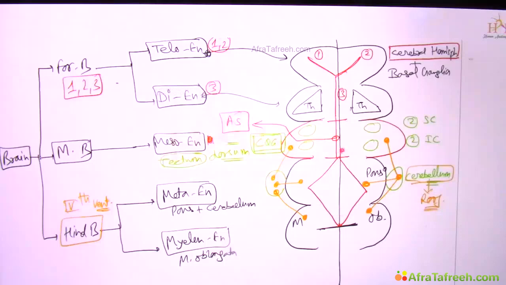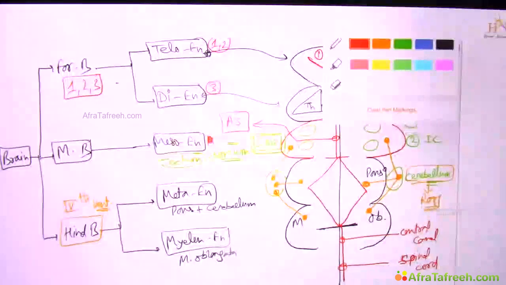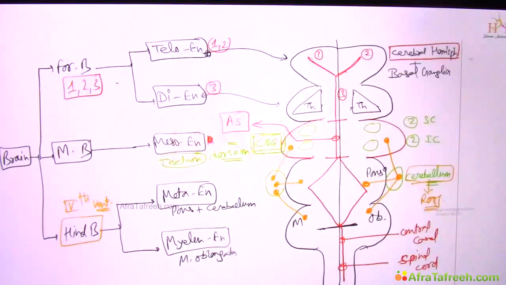Now, if you say the fourth ventricle is a rhomboid-shaped, diamond-shaped ventricle, and coming till the upper half of the medulla oblongata, then what is there in the lower half of the medulla oblongata? That is where the central canal will begin. And this central canal, which begins in the lower half of the medulla oblongata, will continue into the spinal cord. Actually, you can show the spinal cord there like this. This is the spinal cord.